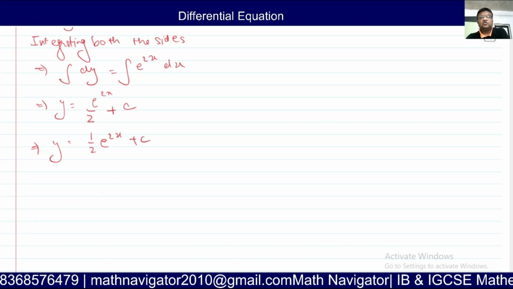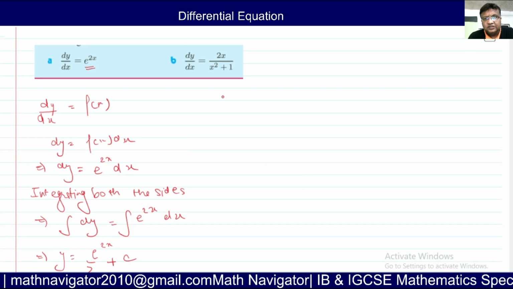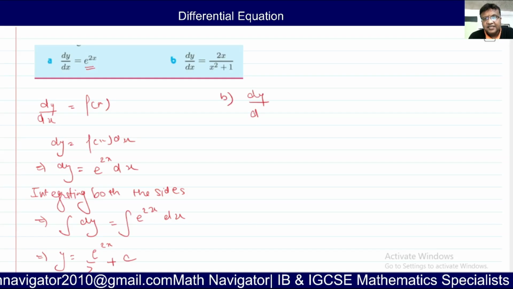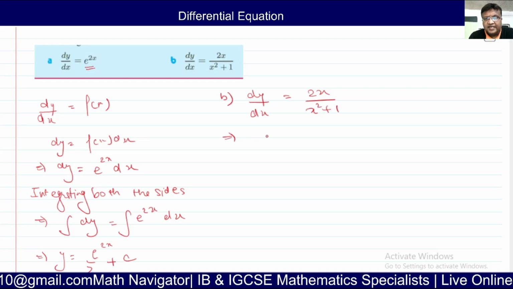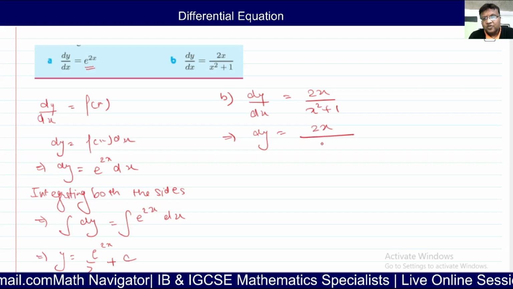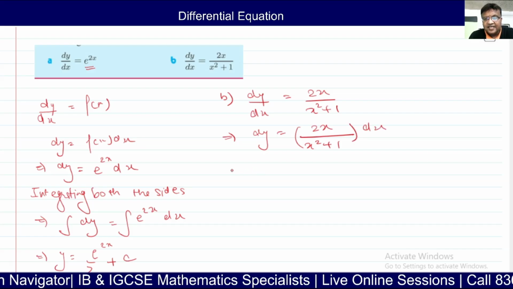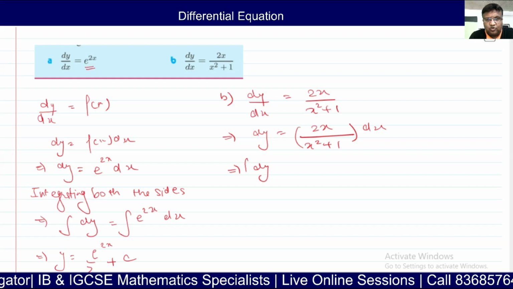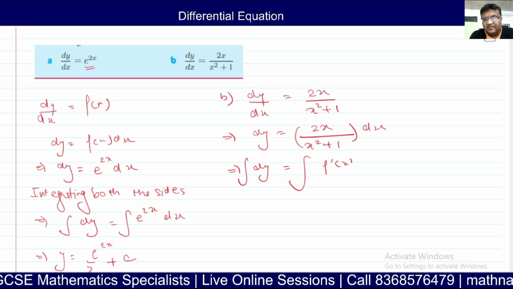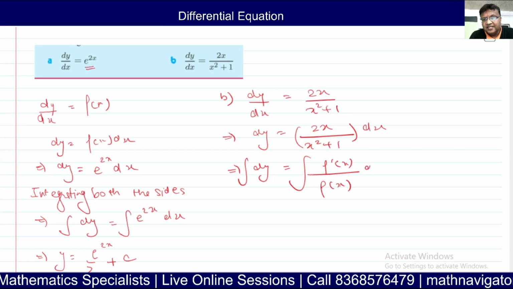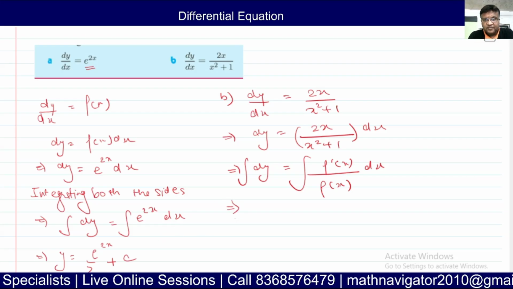Again, you need to practice more questions. Now let's do this. So (b) dy by dx is equal to 2x over x squared plus 1. So I'll get dy is equal to 2x over x squared plus 1 dx. Integrating both the sides again, this is the derivative of the denominator, so I'll write f'(x) over f(x) dx. This we have already done in integration. For that, there is a separate video which you can watch on integration.